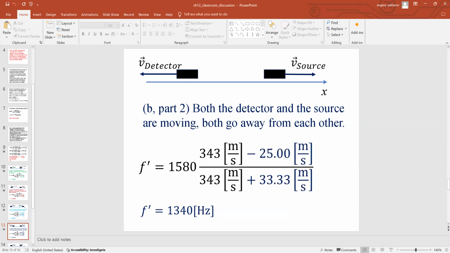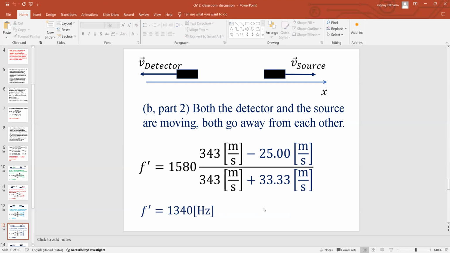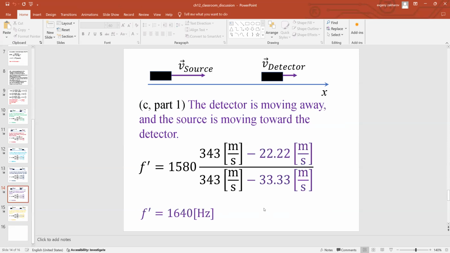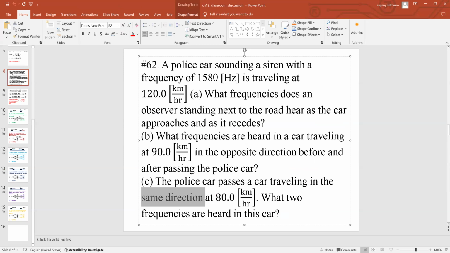You do the math, and boom, you have the frequency, which is less than the original. This is your wow, wow, wow. Makes sense. Moving on to the last option, option C. Option C says police car passes a car traveling in the same direction.